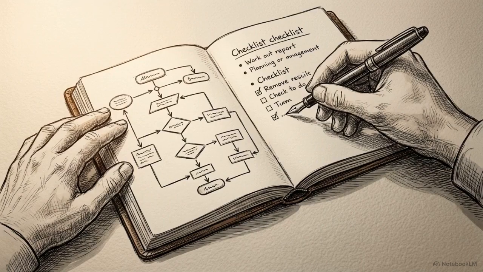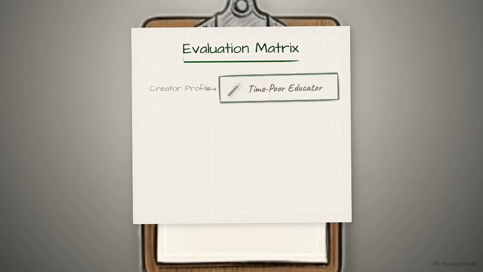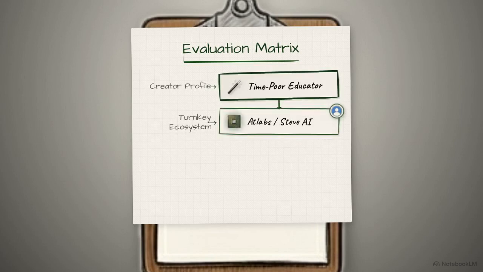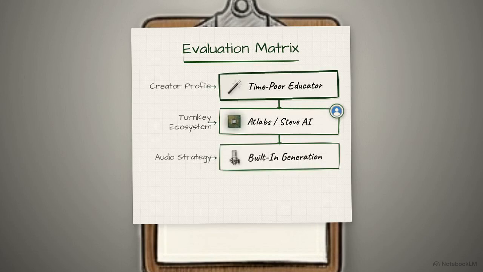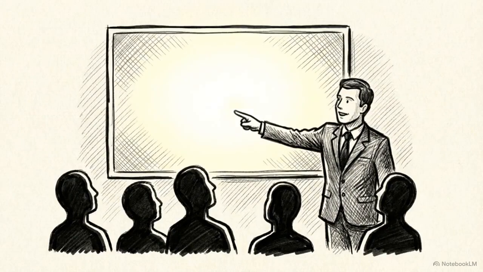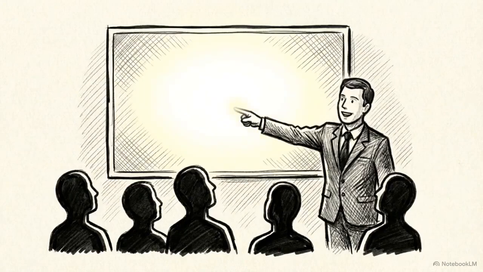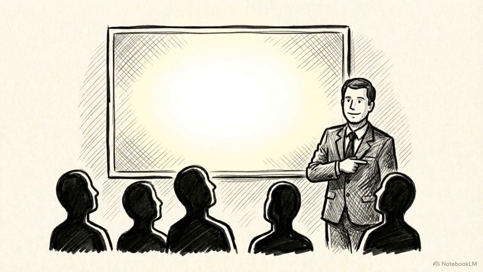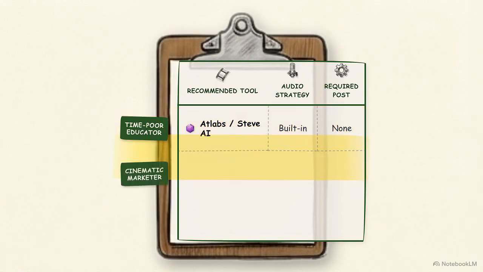How you decide depends entirely on mapping these workflows to the constraints of your specific project. We've built an evaluation matrix that assigns the correct tech stack based on 3 distinct creator profiles. First, the time-poor educator. Your recommended tools are AtLabs or Steve AI. Your audio is handled built-in, and your required post-production is 0. For kids' content or narrative lesson plans, character recognition and production speed matter significantly more to your audience than cinematic realism.